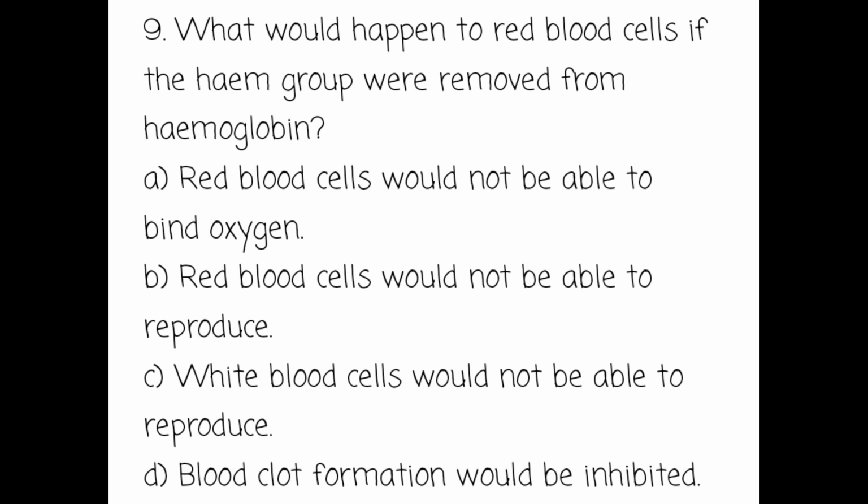Number 9. What will happen to a red blood cell if the heme group was removed from hemoglobin? A. Red blood cell will not be able to bind oxygen. B. Red blood cell would not be able to reproduce. C. White blood cell would not be able to reproduce. D. Blood clot formation will be inhibited. It can be D, because hemoglobin is on the red blood cell, and the red blood cell does not carry out blood clotting. No, C is obviously wrong. The right answer here is A.